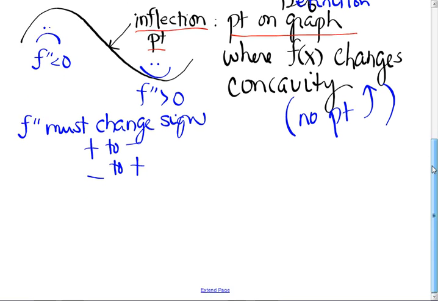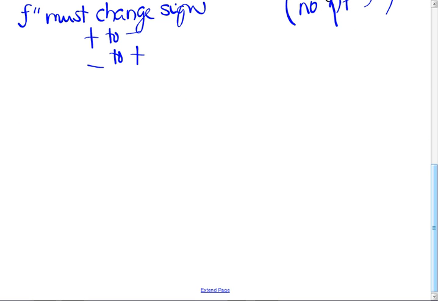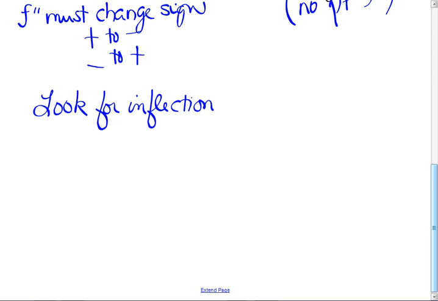Okay, so where do you think we might look for inflection points? You're going to look for inflection points, but you're not going to be given the graph. You're going to be given the derivative of the graph. We look for inflection points. If f double prime has to change sign, where would that happen? f double prime has to be what?